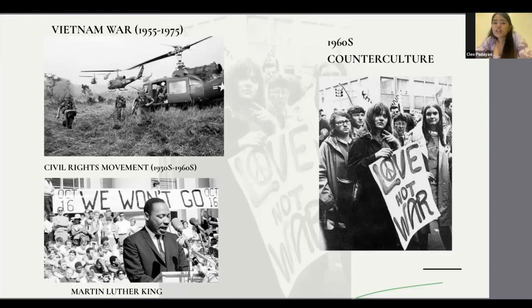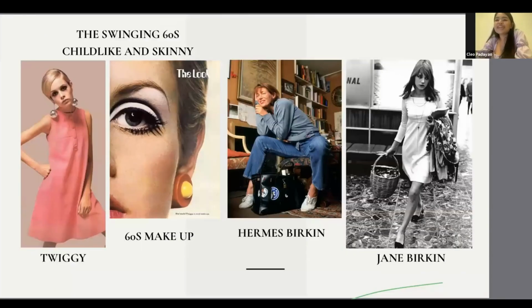So with all those injustice and violence going on, this created the counterculture of the 60s. As maybe some of you wonder why the peace sign is so popular in the 60s, this is why: they didn't want violence. So they protested against that. And with all of those violence, they wanted to exemplify innocence. So they wanted to create this very childlike and skinny silhouette.